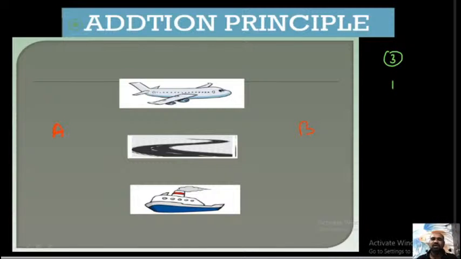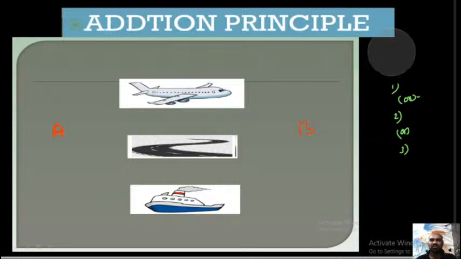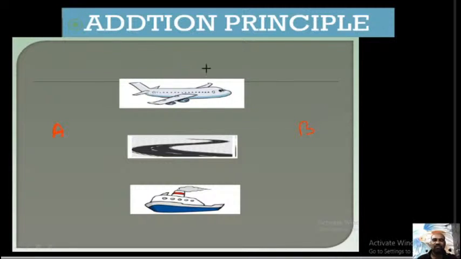You can choose airway, OR, an important word. This is the important word, OR. You can choose roadway, OR. You can choose seaway. Understood? What is the meaning of OR? So he can travel in three different ways. This is one thing.